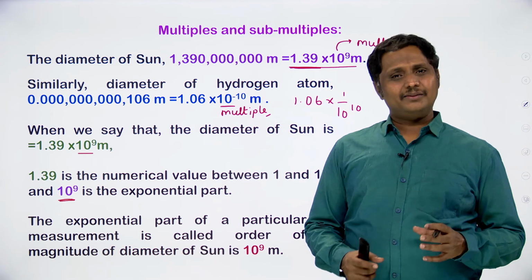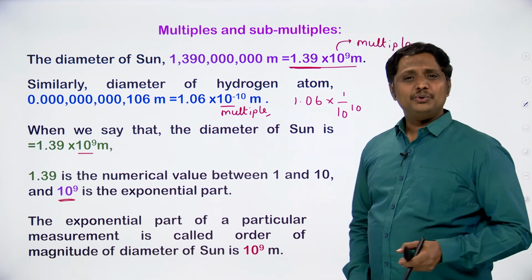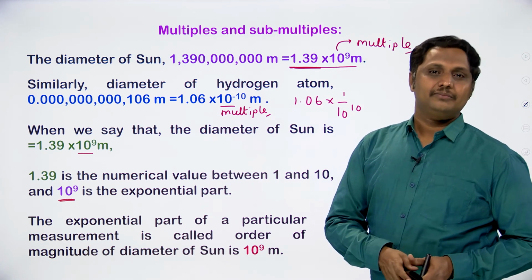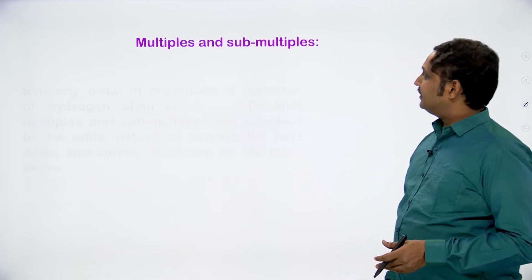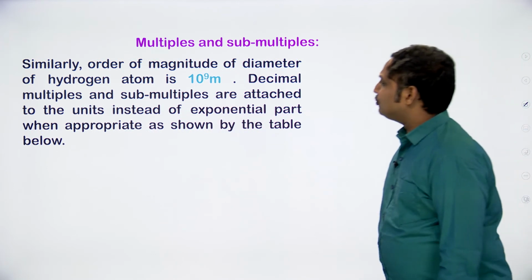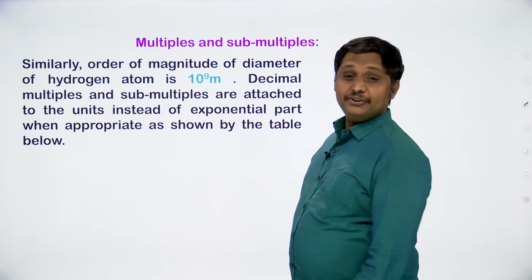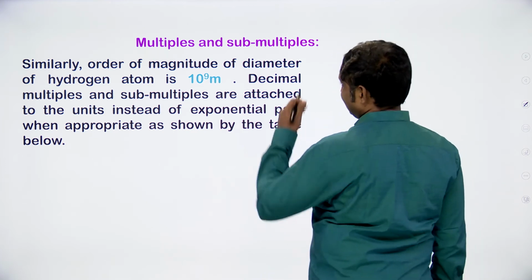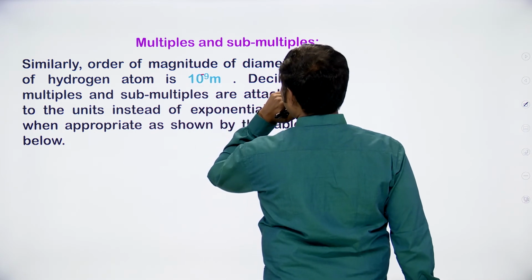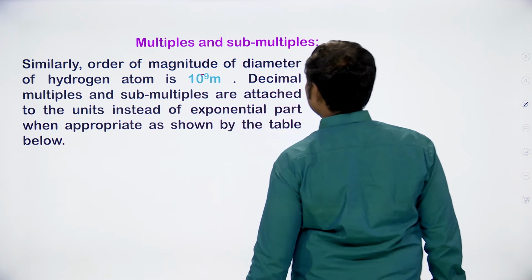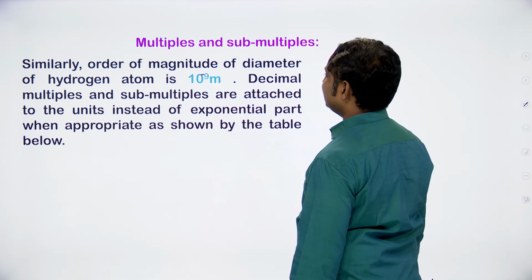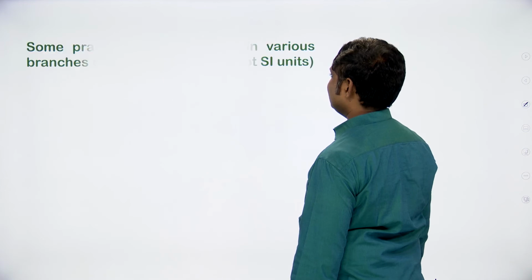So, we have some standard notations to represent microscopic and macroscopic phenomena. All right, let us go for that. Similarly, the order of magnitude of the diameter of the hydrogen atom is going to be 10 power minus 9 meter. We have to get those multiples and submultiples.